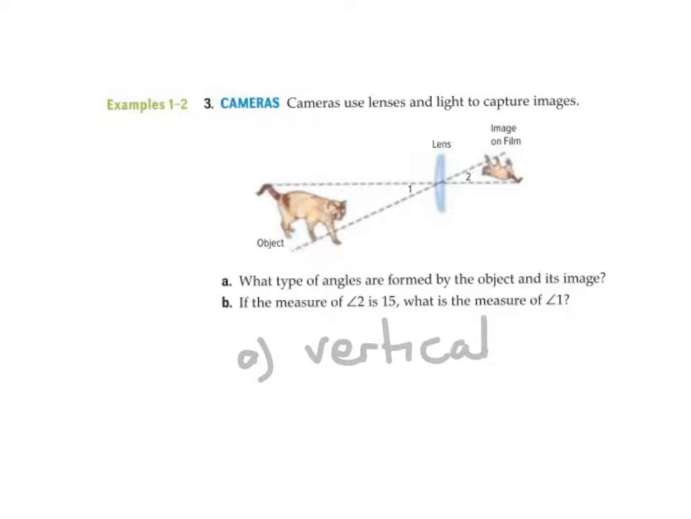Okay. And we did say right at the beginning when we were looking at the key concept that vertical angles are equal. So if angle 2 is 15, so is angle 1.